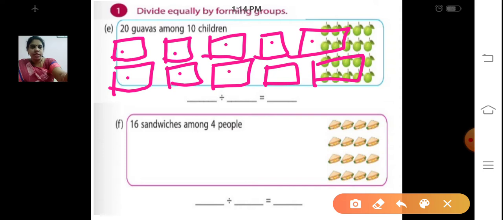How many have we given? We have given 10, right? So 10 is over. We have given 1, 2, 3, 4, 5. Now how many are left with us? Again 10 more. Again shall we distribute equally? Yes. Again we'll give 1 to each child.